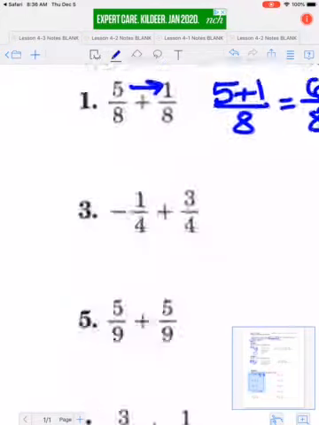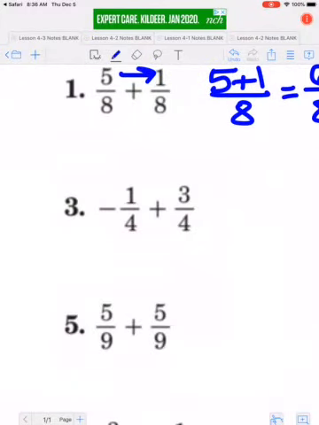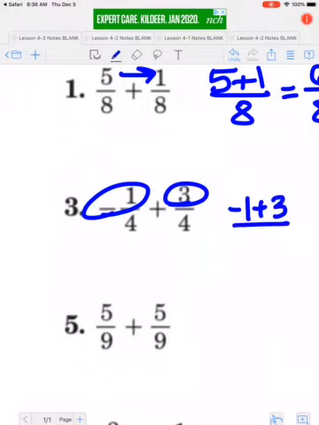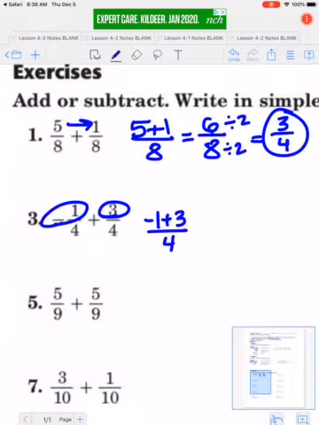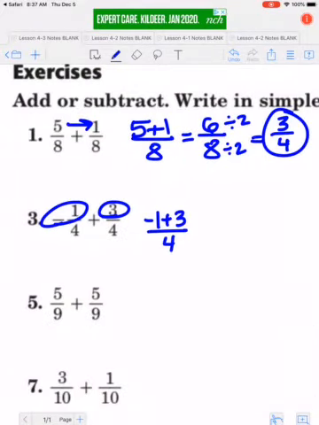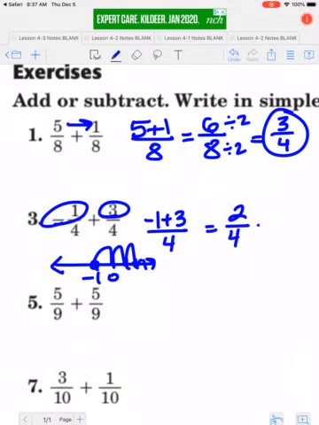For number 3, we have negative 1/4 plus 3/4. So this is like a negative 1 plus positive 3. So we're going to do negative 1 plus 3 all over 4. Since we already did integers last chapter, you should remember that on a number line, if you have negative 1 where you're starting and you're adding 3, you're moving to the right, so that answer is 2 over 4, and then we can simplify by dividing by 2, and we would get 1/2.